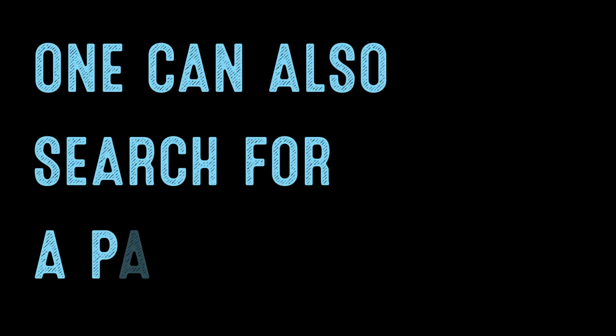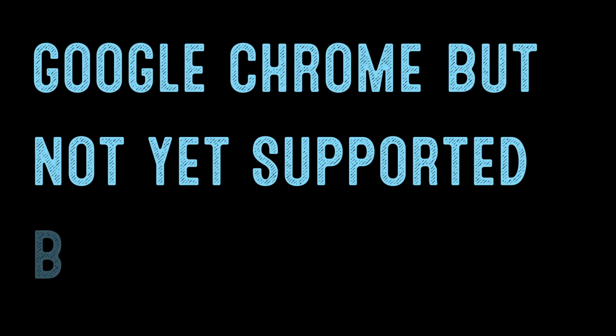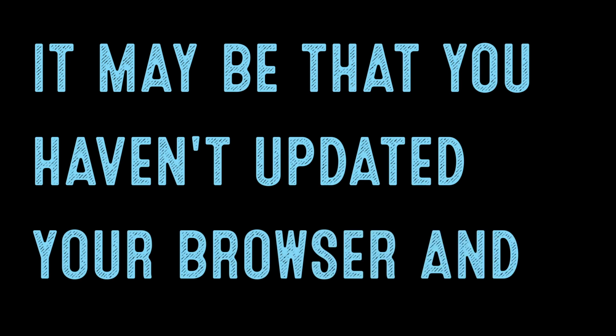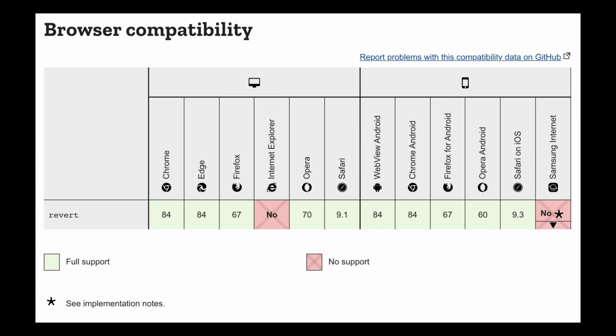One can also search for a particular property and find out the browser support for that property. It may be a property supported by Google Chrome but not supported by Apple Safari. It may be that you haven't updated your browser and a newer browser would support that property. Here is an example of a chart you may find about a CSS property or value.